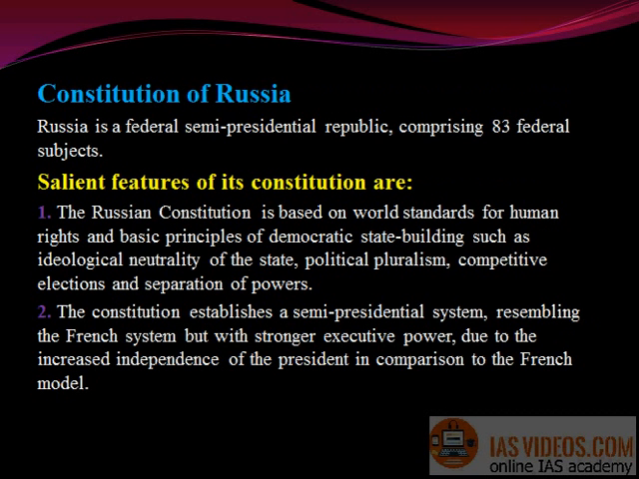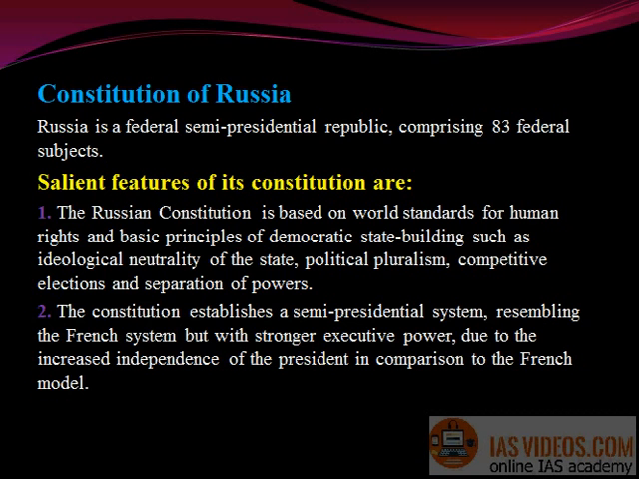Constitution of Russia. Russia is a federal semi-presidential republic, comprising 83 federal subjects. Salient features of its constitution are: the Russian constitution is based on world standards for human rights and basic principles of democratic state building, such as ideological neutrality of the state, political pluralism, competitive elections, and separation of powers.